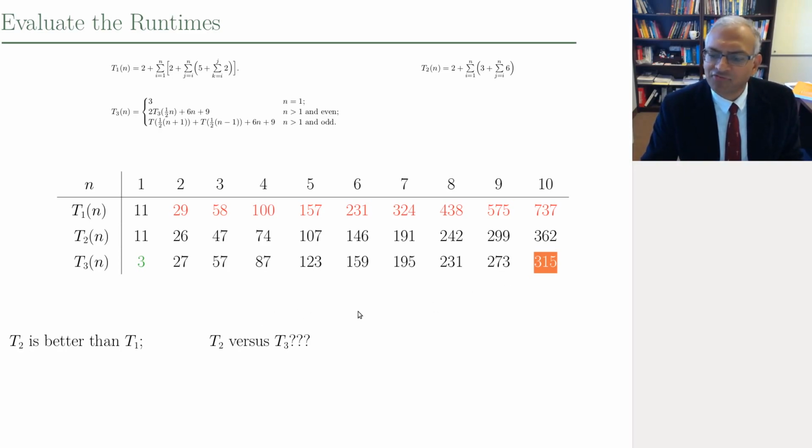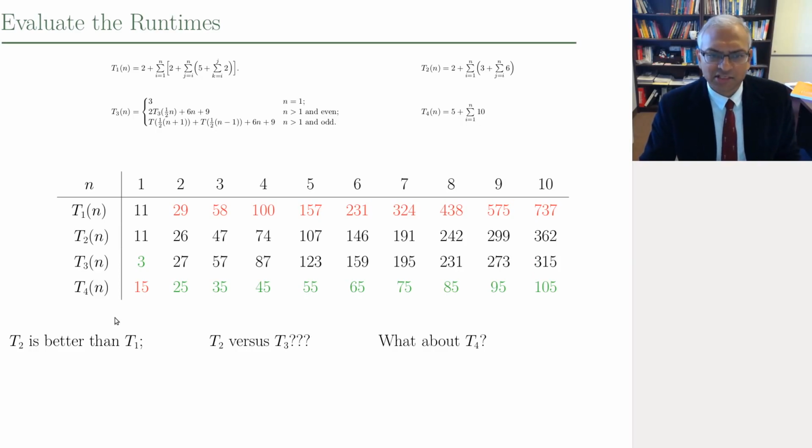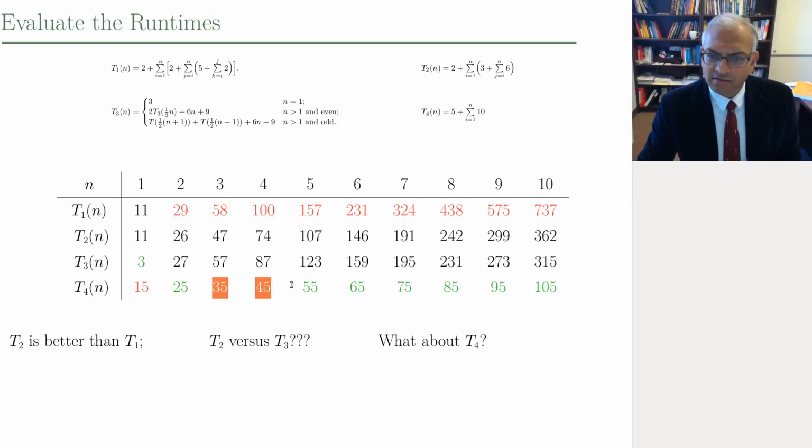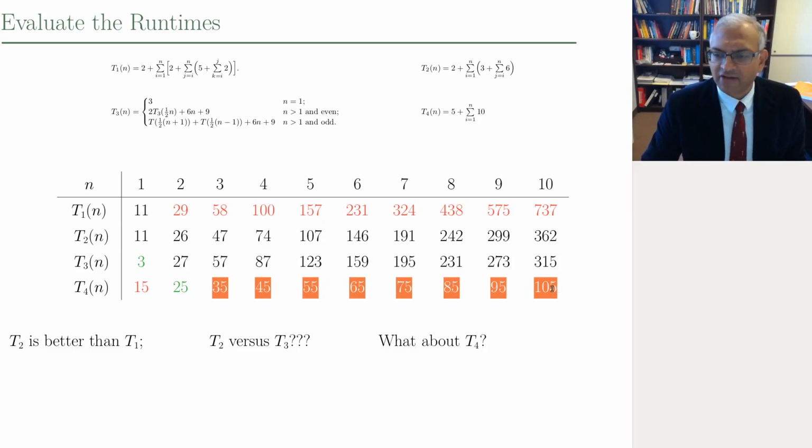But then what about T4? T4 is also interesting. T4 is much worse than all the algorithms when n equals 1. But then look, when n equals 2, it's gotten better than all the algorithms. So it went from being the worst to being the best all of a sudden. And then it turns out that it never loses to any of the algorithms after that.